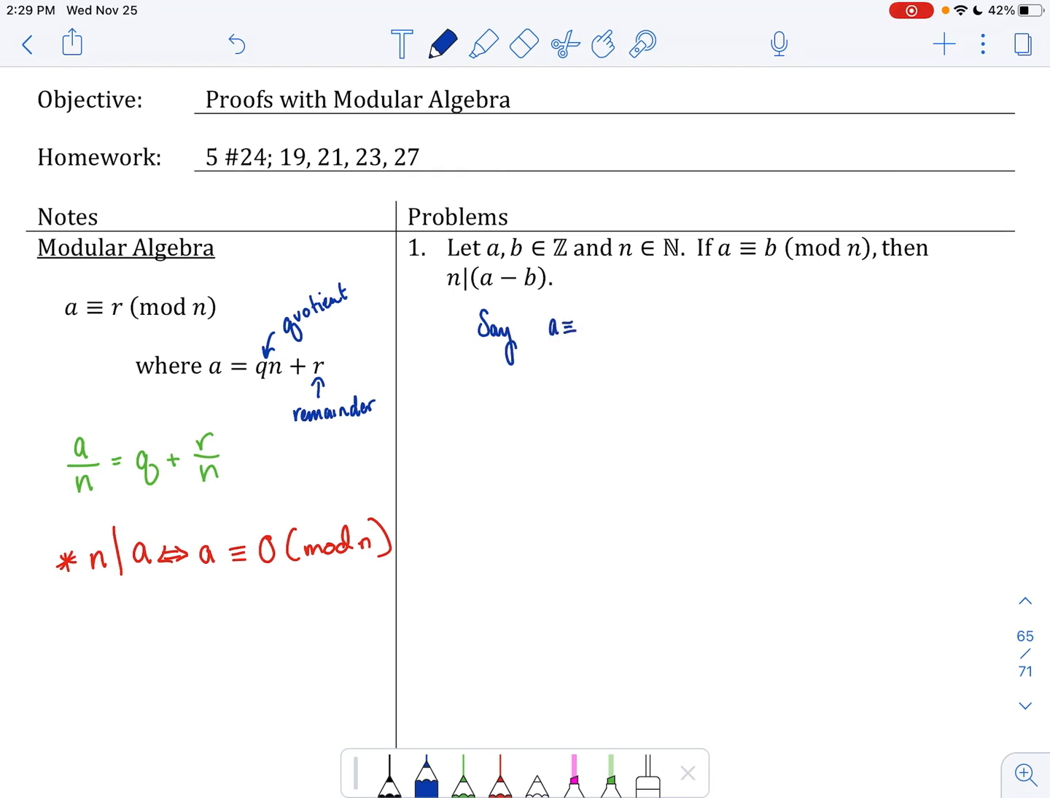So A is equivalent to B, and I will use the definitions there, since what that means is that they have the same remainder. I'm going to rewrite it slightly differently than I have over here, because if they're equivalent, that means they're also equivalent to the same R. And so I will say A is equal to Q1 n plus R, and B is equal to some other quotient, Q2 n plus R. Maybe A and B are the same, it doesn't necessarily mean that, but they have the same remainder, where Q1 and Q2 are in the integers.